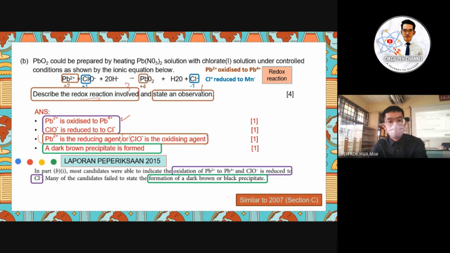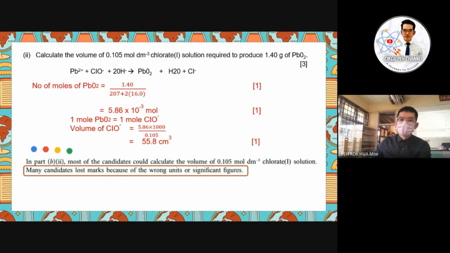Actually it is almost the same question as in 2007. I already gave the answer and we did it together already. Okay, so I should discuss it. Calculate the volume of the 0.105 mol per dm cube ClO- solution required to produce 1.40 grams of lead dioxide, also the same. Three marks here. The equation is not given a mark because the question already gives it, but you have to use the equation here.